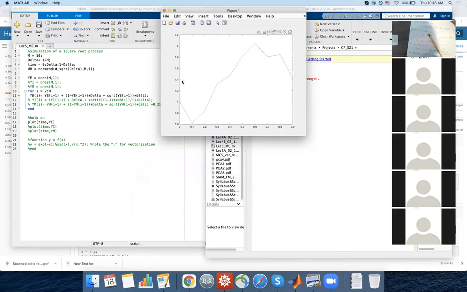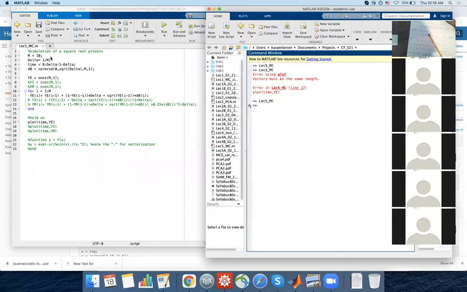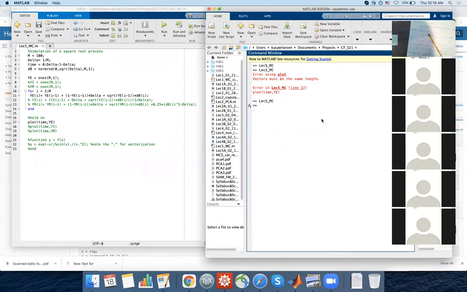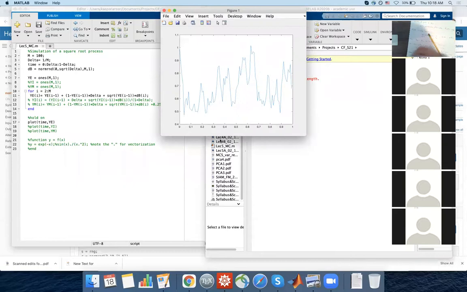And of course, I have 10 time steps, so I can increase the mesh so it gets finer. If I do that, I could move it up to, say, 100, and I'll get something that is more wicked. And one thing you can see here is that the path I'm looking at is indeed positive. It starts out at 1, and it is positive.